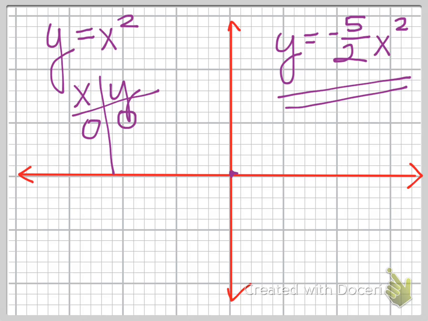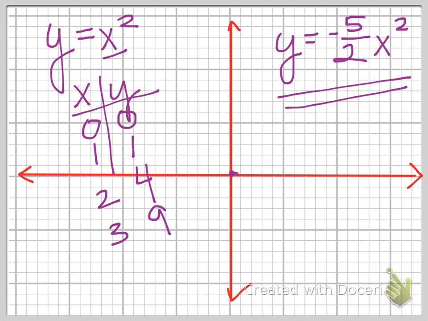This baby, as well as the parent function, starts at the origin with its vertex. So let me come back to here. Let me plug in a value of, say, 1. 1 squared is 1, so y is 1. Let me do 2. 2 squared is 4. Let me try 3. 3 squared is 9, and so on and so forth.